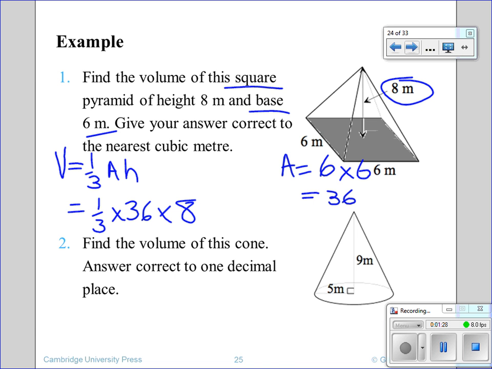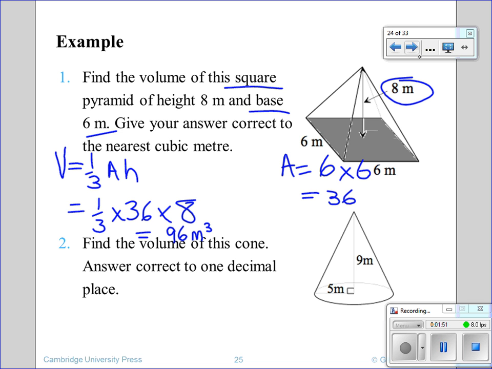Now, funnily enough, this actually works out to be a non-calculator problem. 1/3 of 36 happens to be 12, and 8 12s just happen to be 96 centimetres cubed. Because we're dealing in volume, we need to put our units as cubic units. Cubic metres in this case.